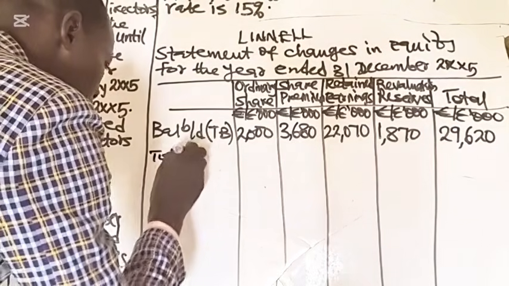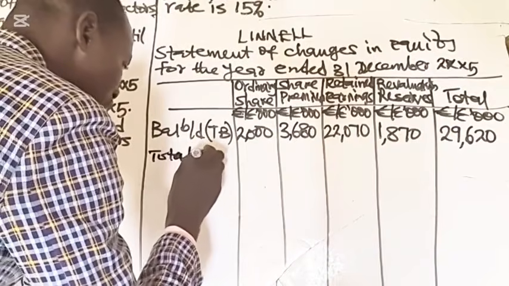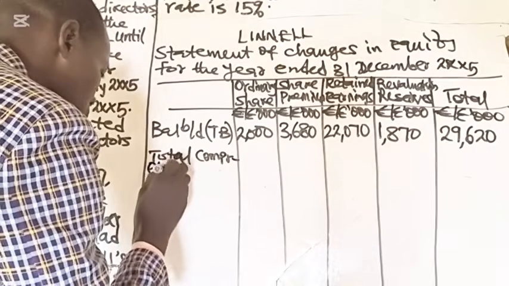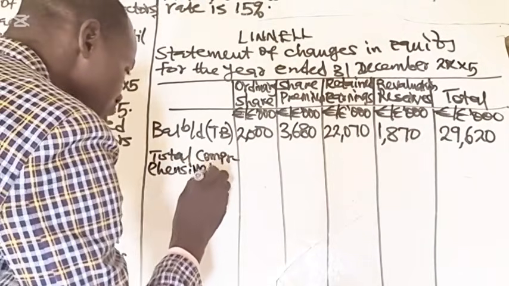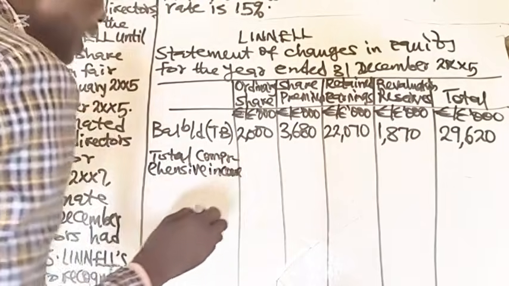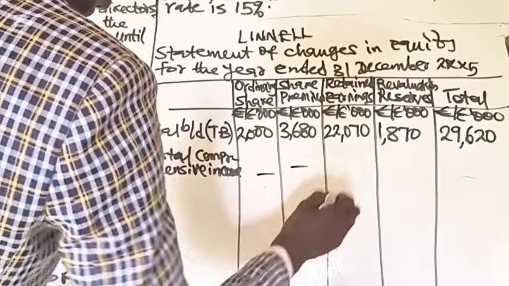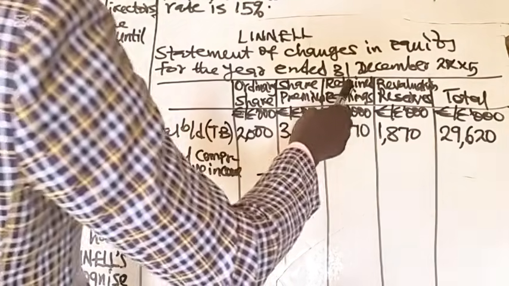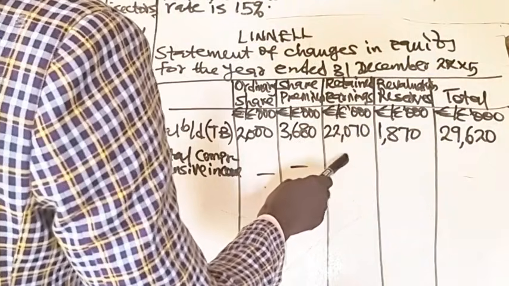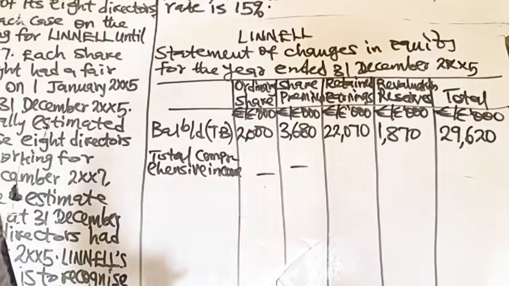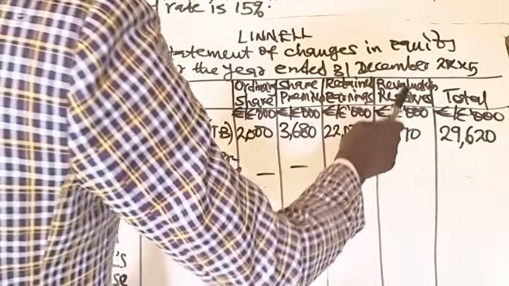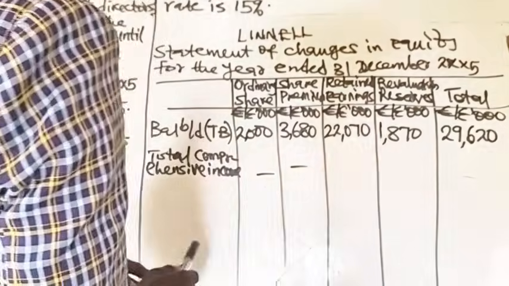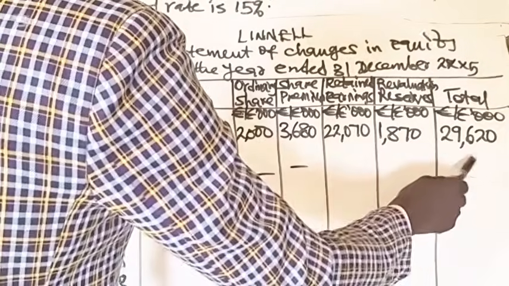So, from the statement of profit or loss and other comprehensive income, we have total comprehensive income. Remember, there are 2 columns. So for total comprehensive income, we have the profit for the year, and the profit for the year will be recognized in the retained earnings column. Then we equally have revaluation reserves. The revaluation will be recorded in the revaluation column, while the total will be in the total column.